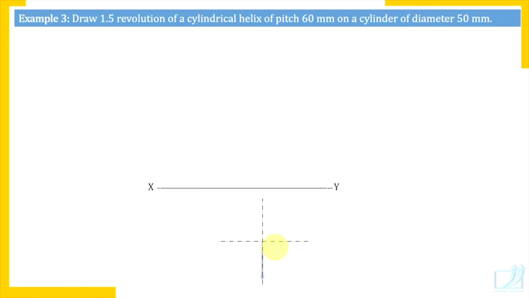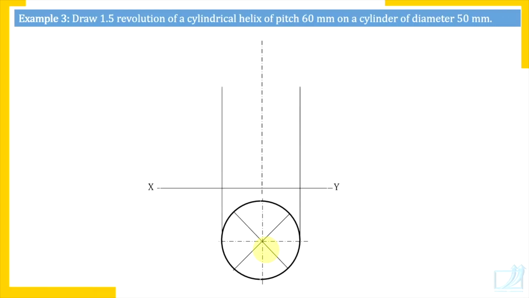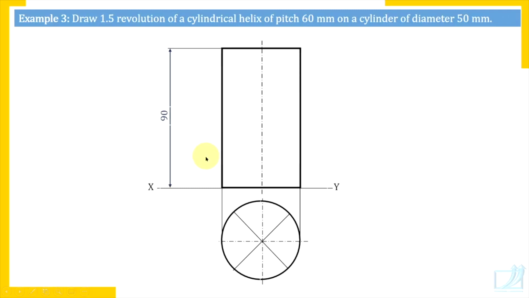Establish the center by drawing horizontal and vertical center lines, and with radius 25, because the diameter is 50, complete the top view of the cylinder. Now divide that circle into 8 parts. The height of the cylinder is 90 millimeters. In one revolution it completes 60, so in 2 revolutions it completes 120. Now in this problem we are asked to draw 1.5 revolution, so the height of the cylinder must be 90 millimeters. So here I have drawn a cylinder of height 90.